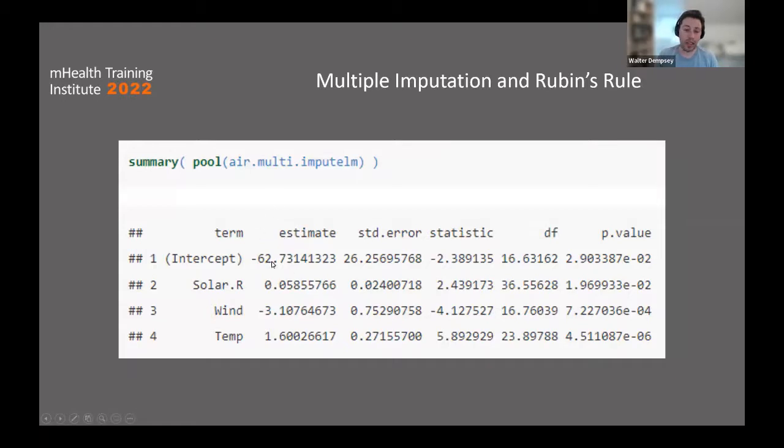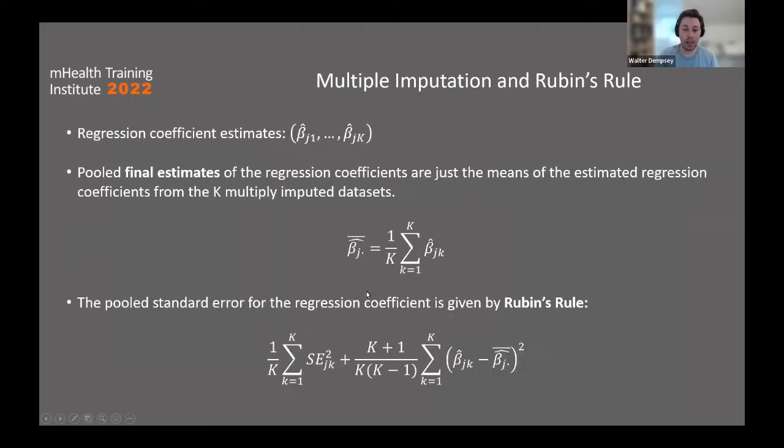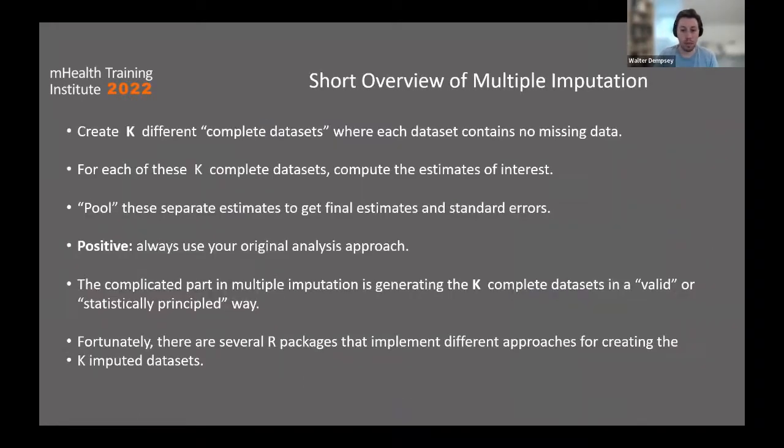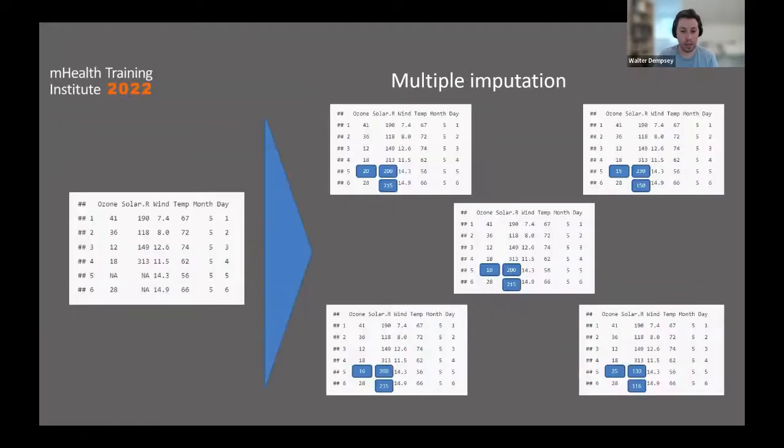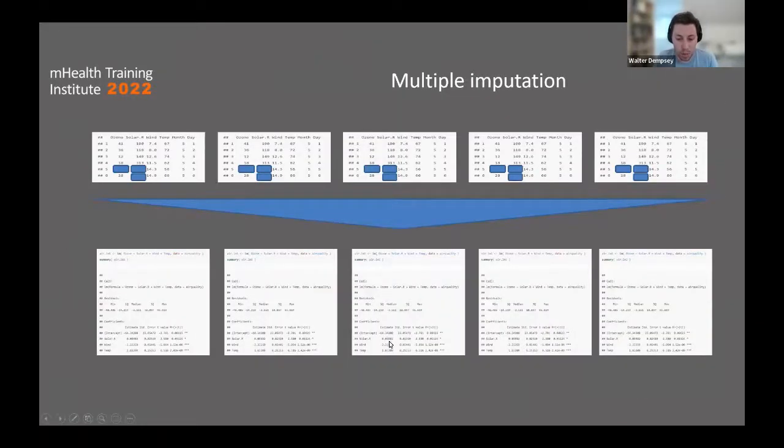If I'm looking at this, the intercept value will go down a little bit. The one I want to show you most is solar. Solar here with the multiple imputation has an estimate of 0.059 and a standard error of 0.024. If I look at the complete case analysis, I don't think I have a big version close by. It was 0.05, 0.06 and 0.023.